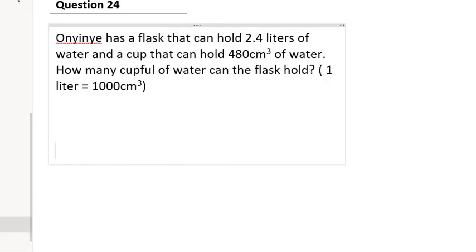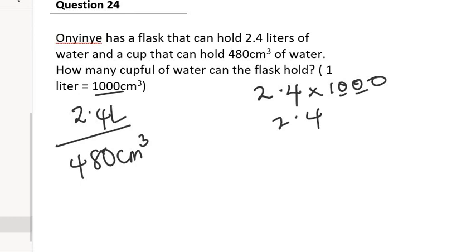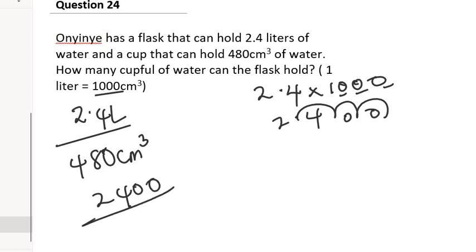Question 24. Onyinye has a flask that can hold 2.4 liters of water and a cup that can hold 480 centimeter cube of water. How many cupfuls of water can the flask hold? You divide 2.4 liters by 480 centimeter cube. As you can see, the units are not the same. So I need to change 2.4 liters to centimeter cube by multiplying by 1000. Just count 3 places since 1000 has 3 zeros. 1, 2, 3. So my answer will be 2400 centimeter cube, divided by 480 centimeter cube.